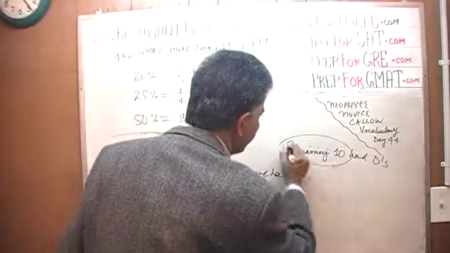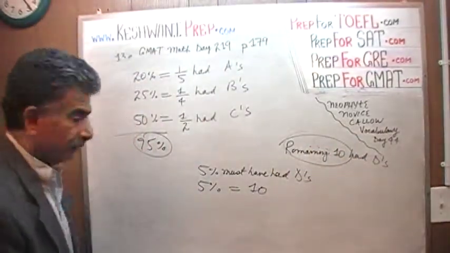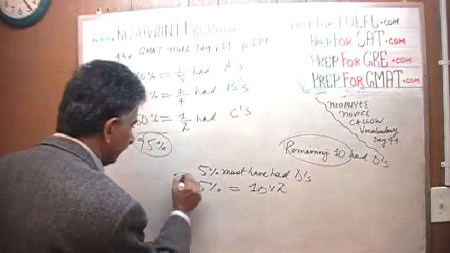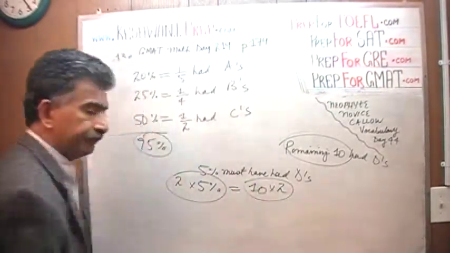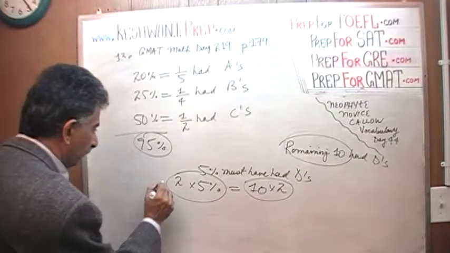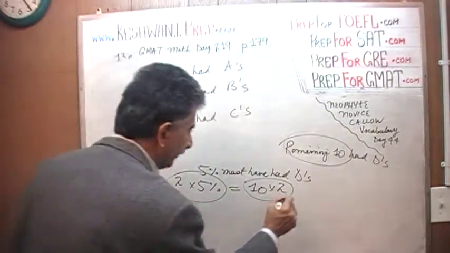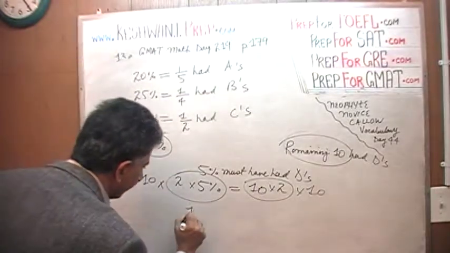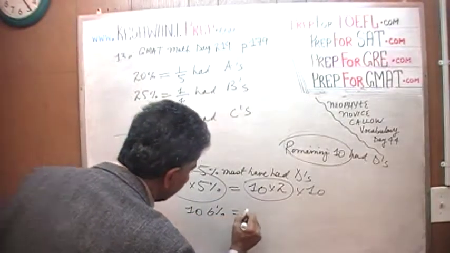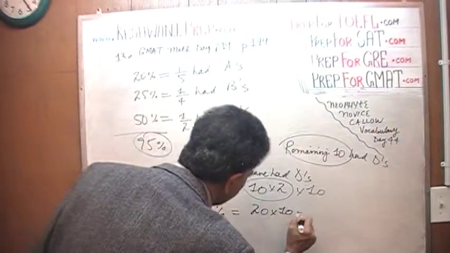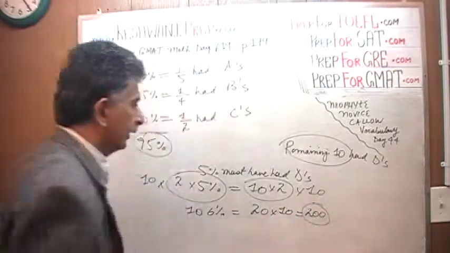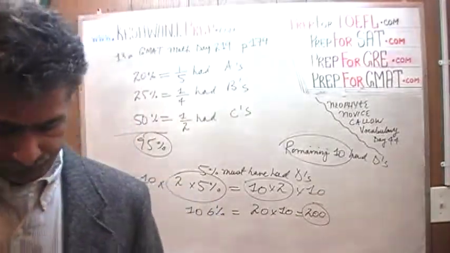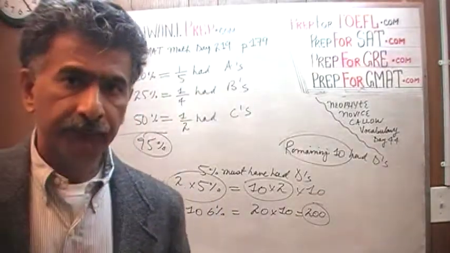Right here, remaining 10. 5% equals 10, which means if you multiply both sides by 2, 10% equals 20. If 10% equals 20, multiply both sides by 10 one more time, and that's 100%. 100% must equal 20 times 10, or 200. Altogether, there are 200 students. That's all. I'll see you tomorrow, okay? Bye now.